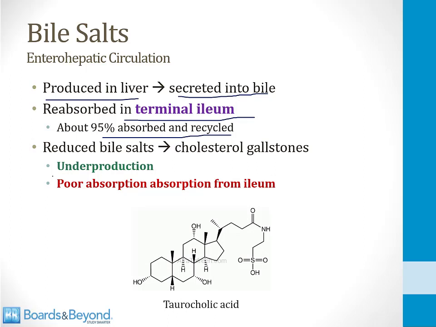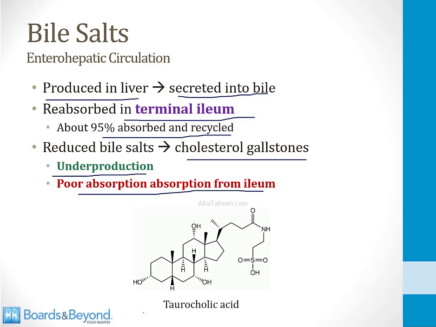This means that there are two ways to lose bile salts. The first way is if the liver underproduces bile salts. That can lead to cholesterol gallstones. The second way is if you have poor absorption for any reason from the terminal ileum. That also can lower the bile salt pool in the body and place patients at risk for cholesterol gallstones.